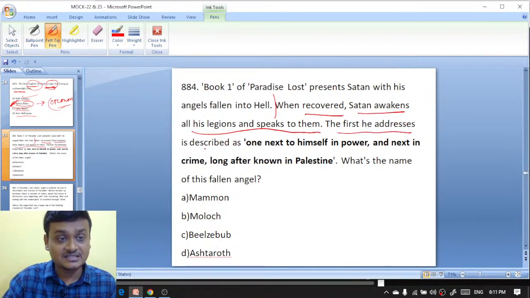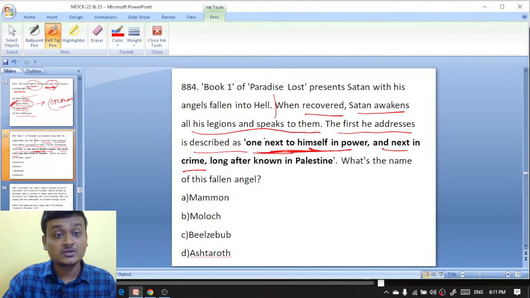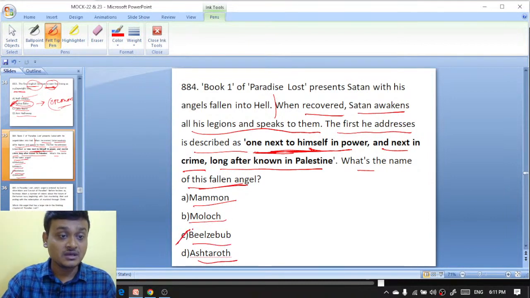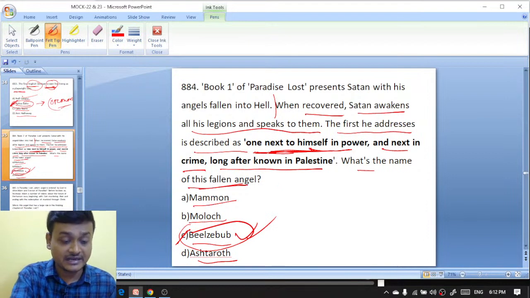The first he addresses is described as one next to himself in power and next in crime. So first in crime is Satan, and another one is next to him. Long after known in Palestine. So who is that second one? What is the name of this fallen angel, apart from Satan? Was it Mammon, Moloch, Beelzebub? It was Beelzebub who was next to himself in power and next in crime. So Beelzebub is the right answer. The fallen angel Beelzebub is the right answer here.